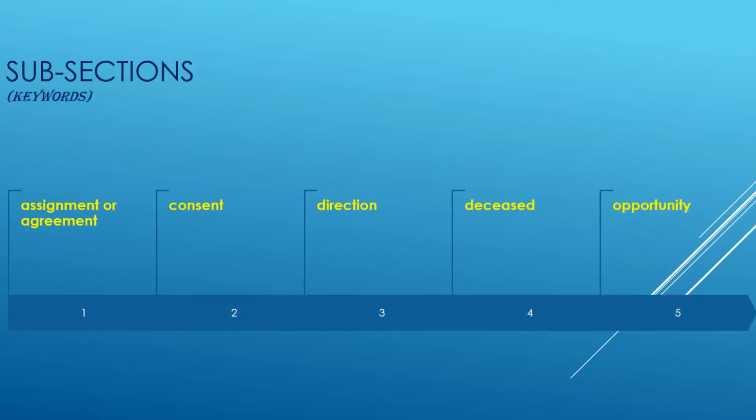The keywords for the subsections of section 20 are as below. Keyword for subsection 1 is assignment or agreement. Keyword for subsection 2 is consent. Keyword for subsection 3 is direction. Keyword for subsection 4 is deceased, and keyword for subsection 5 is opportunity. Just by remembering these 5 keywords you can very easily recall the specified subsections of section 20. Okay, so let us proceed.